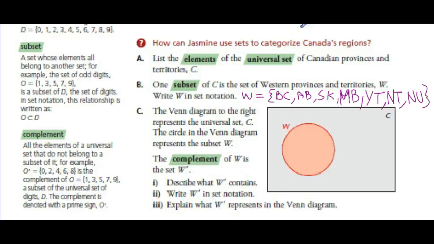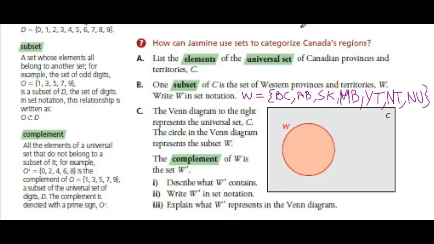Let's check out what you're going to do on social studies. How many provinces and territories? 13. Good. Yes. So there are 10 provinces and then 3 territories, right? So there are 13 elements in set C. The circle in the Venn diagram represents the subset W.